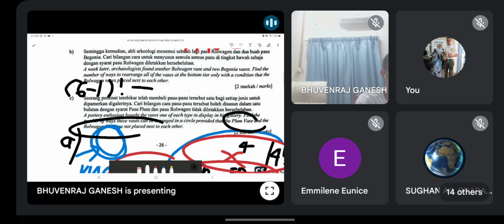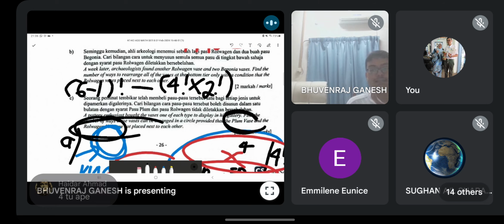So you must minus with what guys? Can you all tell me? If both of them are next to each other, you will minus 4 factorial. 4 lain boleh rotate macam mana? You can rotate them times with 2 factorial, because kamu boleh tukar kedudukan antara dua yang ni. Okay guys? 4 is the other 4 vase.